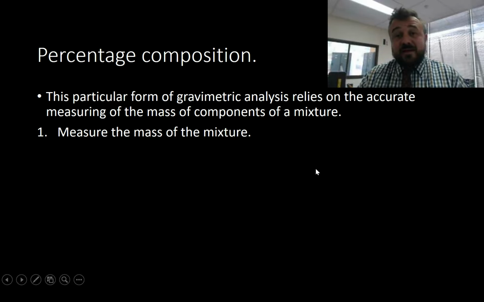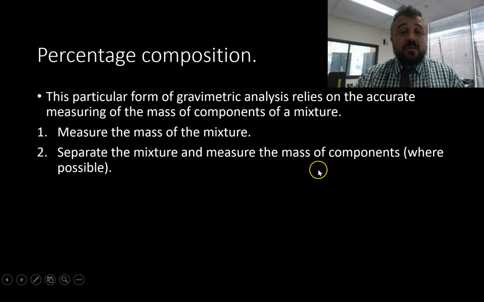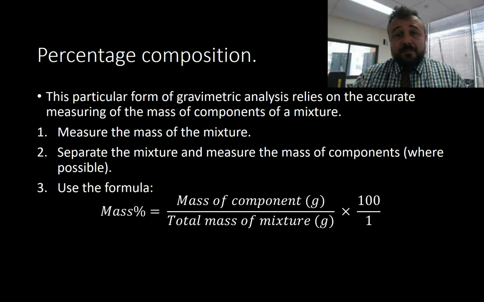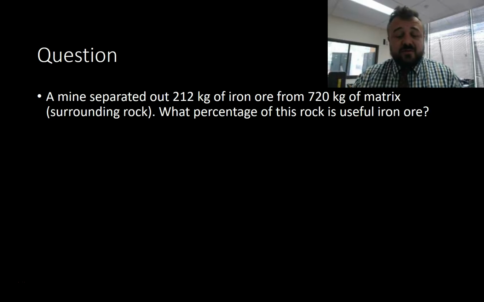First thing we do is measure the mass of the mixture. Pretty straightforward. Then using whatever separation techniques we need, we separate it out. And then we measure the mass of the components where that's possible. For example, if we're doing evaporation, we wouldn't be able to do that because with evaporation you actually lose all of the water. So you measure the parts you can. And then we use the formula. Mass percentage equals the mass of the component divided by the total mass of the mixture multiplied by 100.